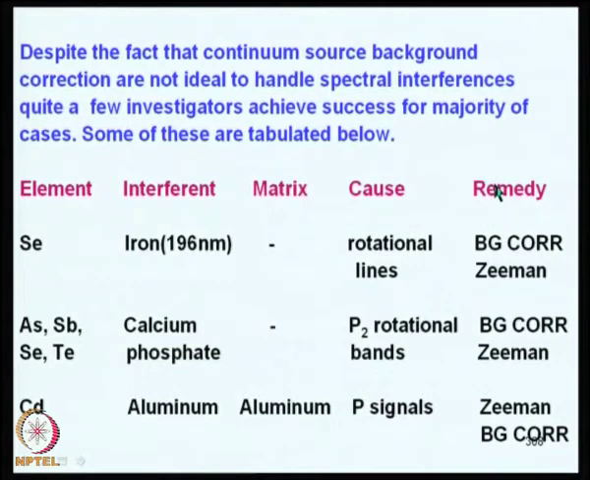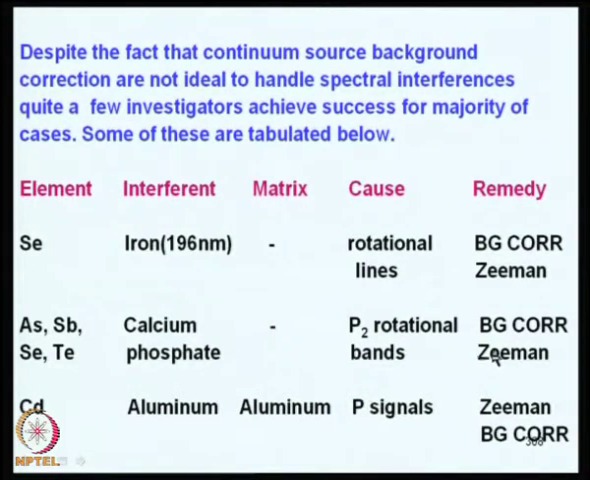And then the remedy: 196 and 196.7 is quite a large difference basically. So, a monochromator can take care of this difference. Simple background correction is more than enough, or Zeeman correction. Now, for arsenic and antimony, during their determination calcium interferes due to the P2 rotational bands, and here also background correction and Zeeman will take care. Similarly, for selenium and tellurium, phosphate interferes, and Zeeman correction handles it.